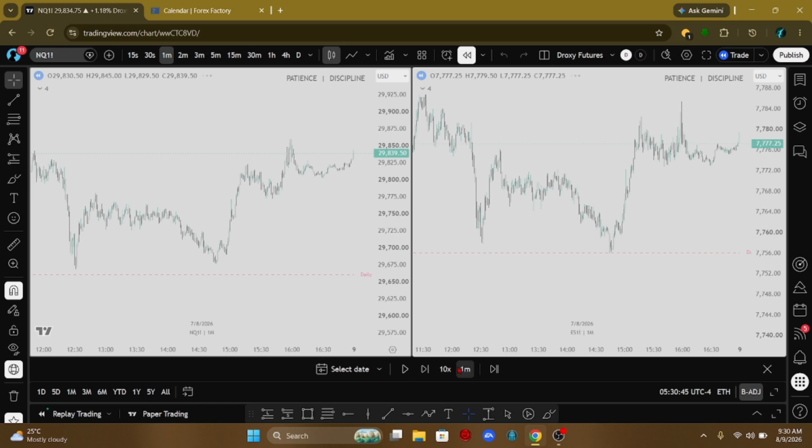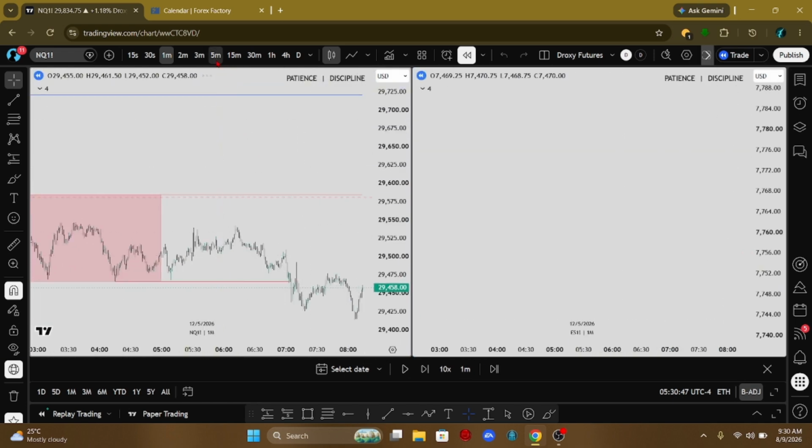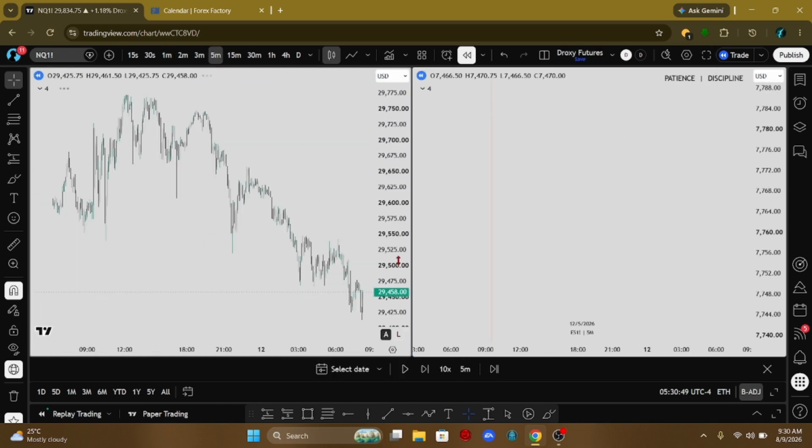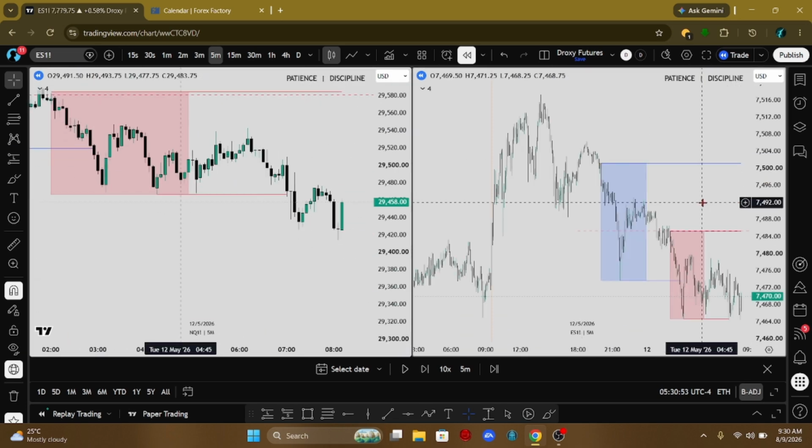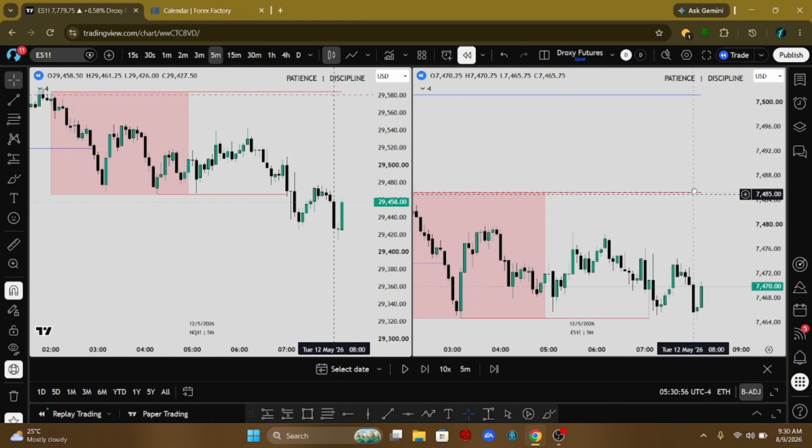8:15, so we can be close enough. We always do this. You can do this on any time frame. It actually doesn't matter, but I prefer doing it on the 5 minute and the 1 minute.